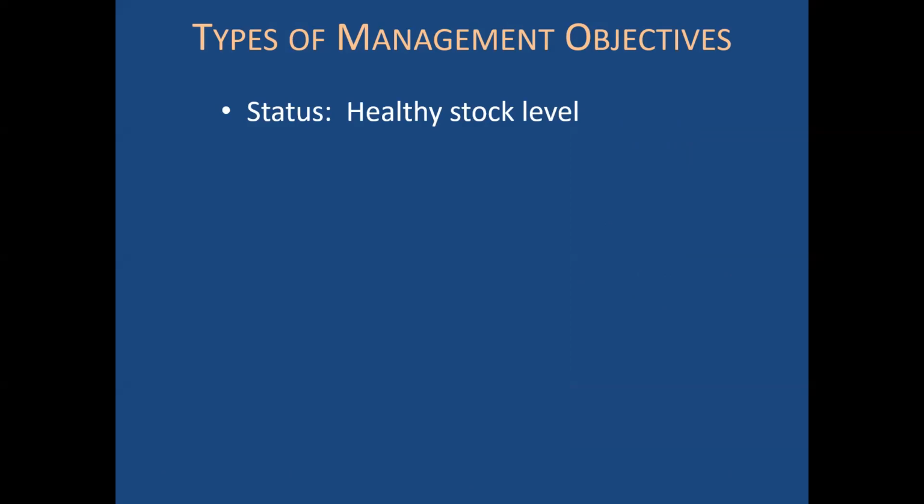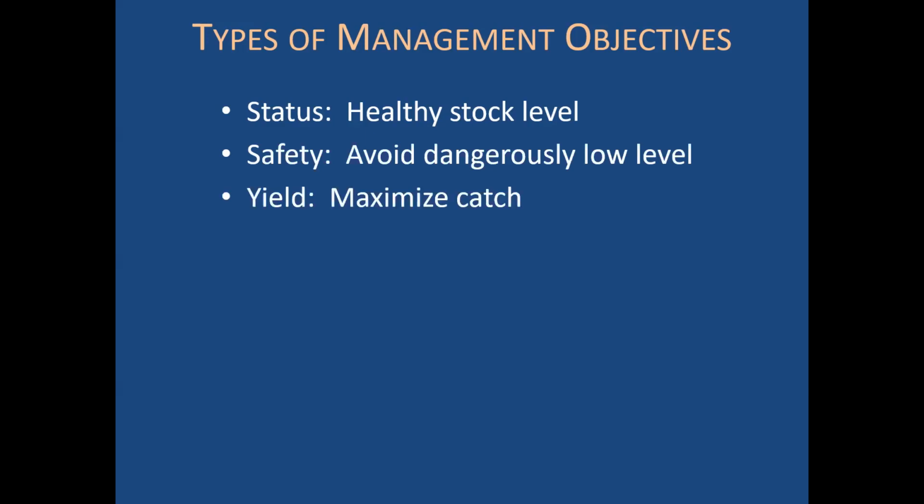So the first is status. You want your stock to be at a healthy level. Safety, you want your stock to avoid a dangerously low level. Yield, of course, we want to maximize catches as best as possible while balancing these other objectives. And abundance, to maximize catch rates, which of course increases the profitability of fishing if you can not just maximize your catch, but you're also maximizing your catch rates.